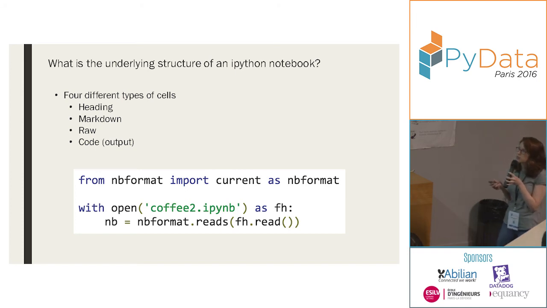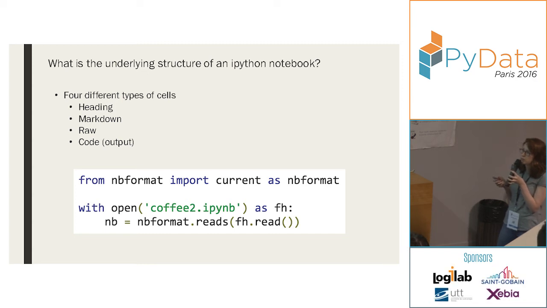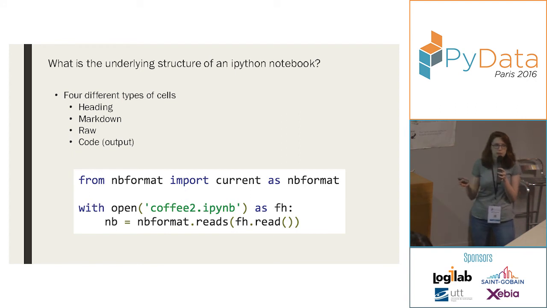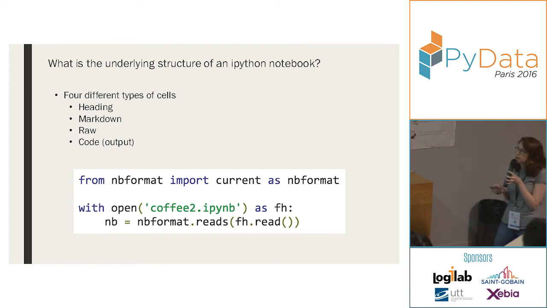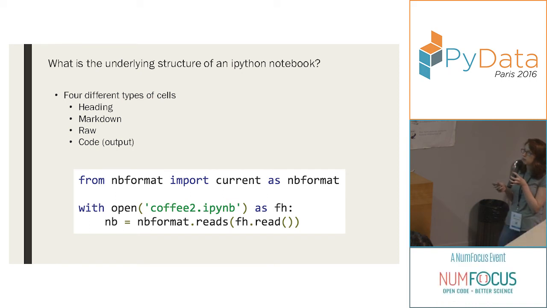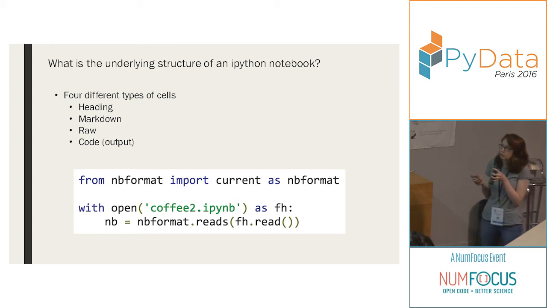Raw cells I've talked about a little bit before. I'm actually not going to talk about raw cells anymore because I don't use them very much. And then we also have code cells, which are multi-line code input, and then they also have an output as well, which might be a table or a figure. And I can get the underlying structure of the notebook using nbformat.